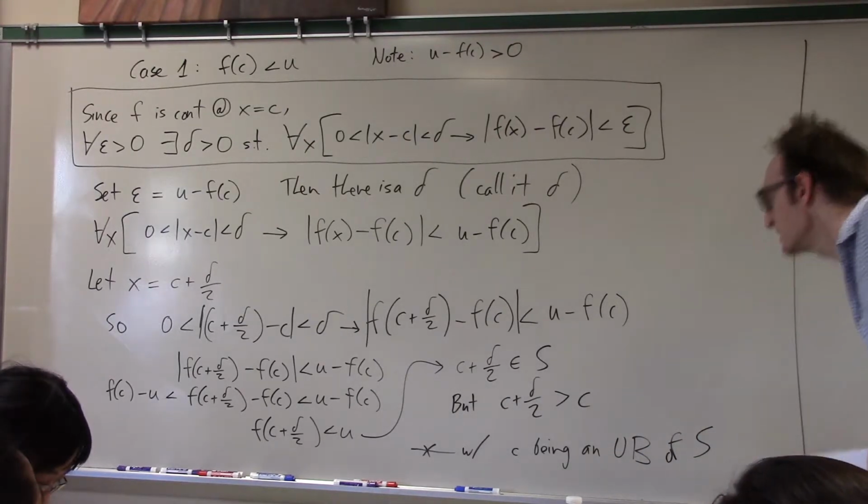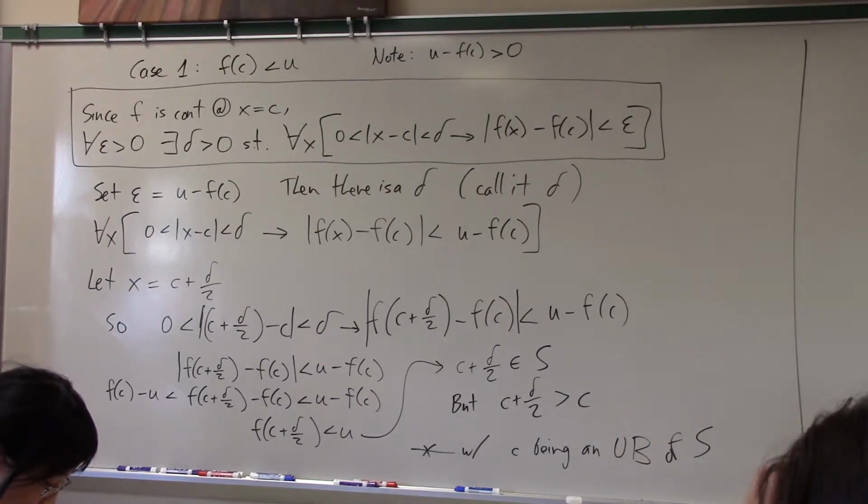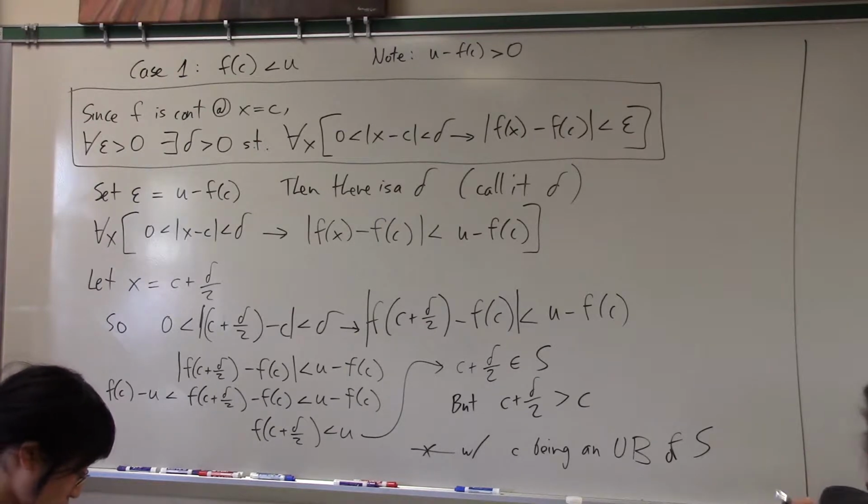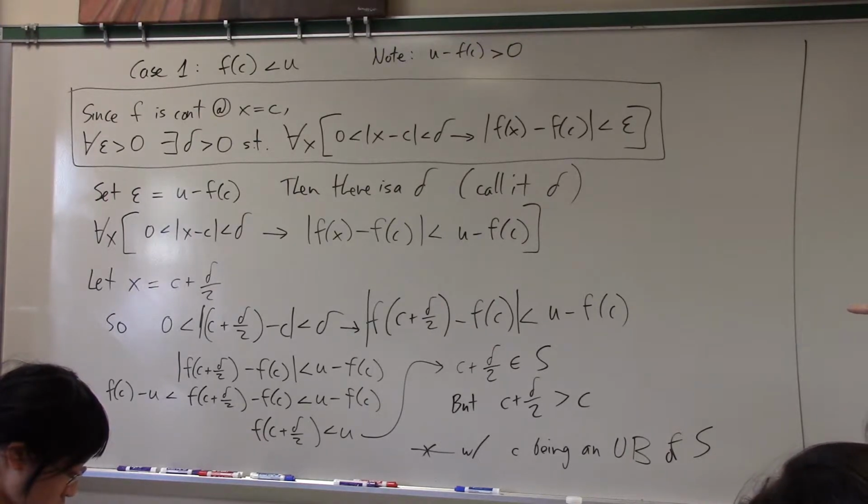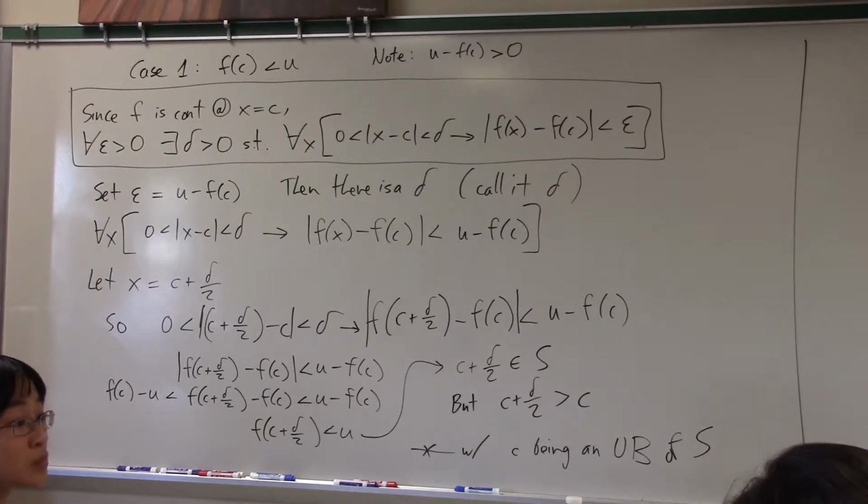So c was supposed to be the least upper bound of this set S, but here I found a number which is bigger than c, which is still in that set, contradicting that supposition. Follow? I just think that's not completely making sense, right? Because you have to write it out and add more words in when we're writing it up.